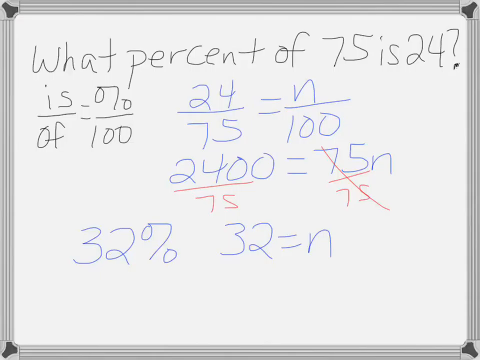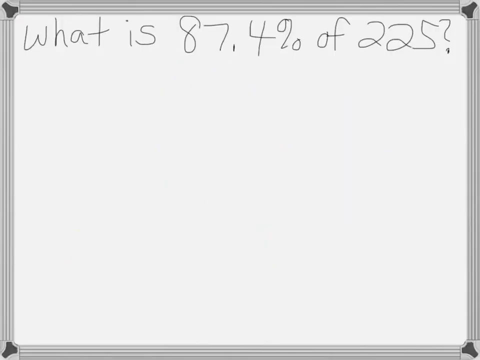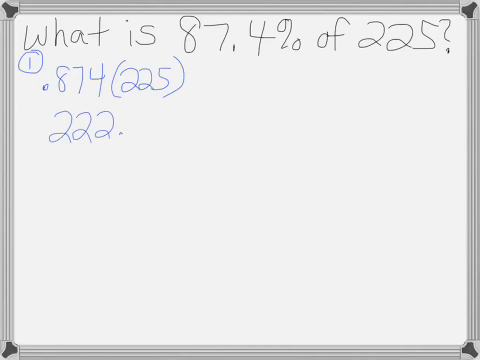Now let's go back to the basic type of percent problem that we talked about in the very beginning, the most common one that you'll see in everyday life. And I showed you that you can simply move the decimal 2 places to the left and multiply by the of number. And this is definitely the quickest method. And when I multiply that in my calculator, I get 222.87.